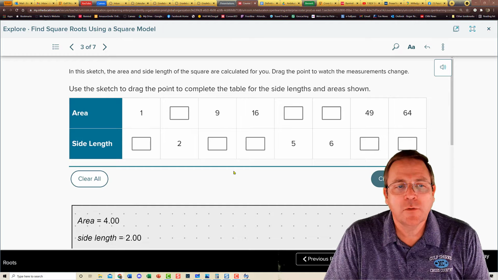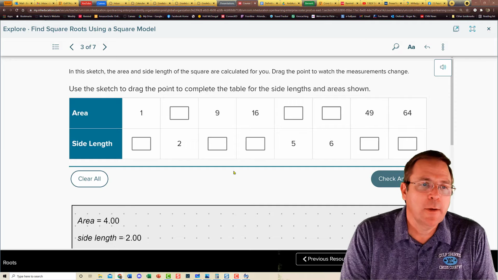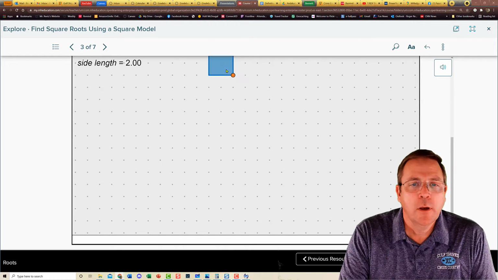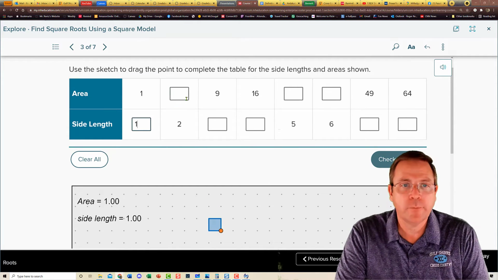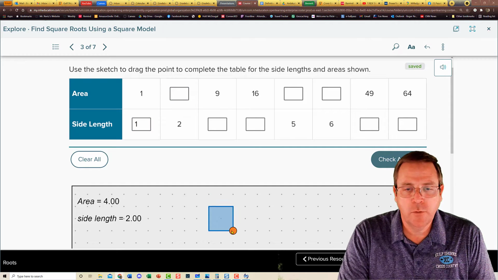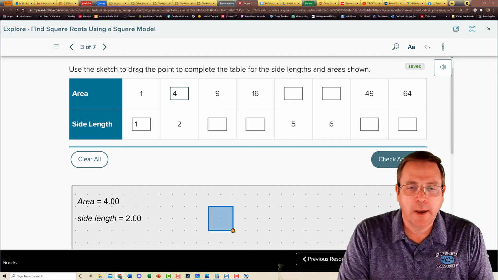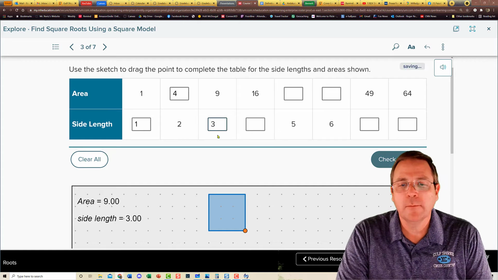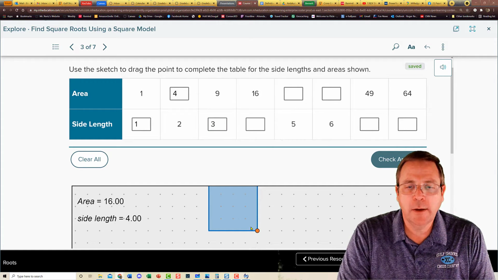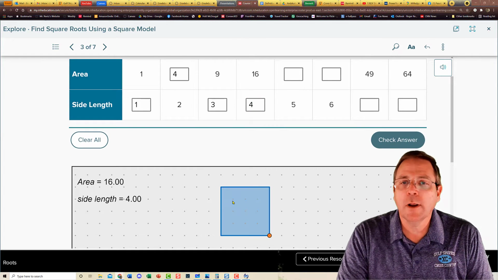Now we're going to do the same thing, only we're going to be recording our values on this chart that they gave us. So first off, an area of 1. Let's go ahead and move this up where we got some room to work. An area of 1 has a side length of 1, so we're going to type a 1 in right there. And then if it has a side length of 2, that means the area is going to equal 4. If we have an area of 9 would be the next one, the side length is going to be 3. If we have an area of 16 to be the next one, that's going to give us a side length of 4. And we need to move our square down a little bit here.